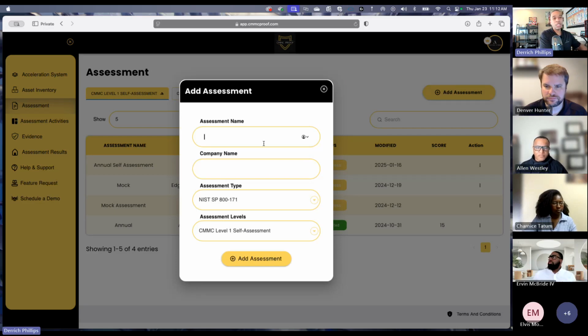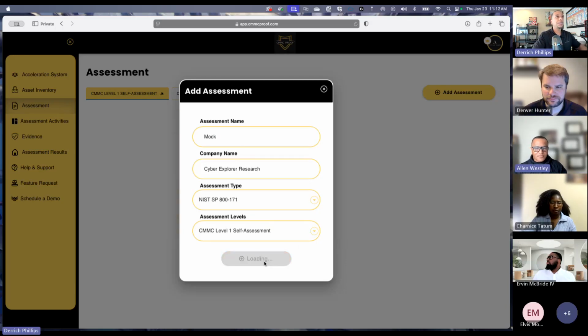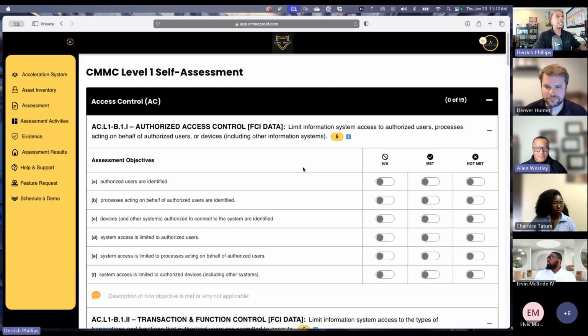So remind me, it's Cyber Explorer, right? Cyber Explorer Research. Okay, let's see. So Cyber Explorer Research. All right, Level 1 self-assessment. Okay, so we're going here and we'll start the assessment.